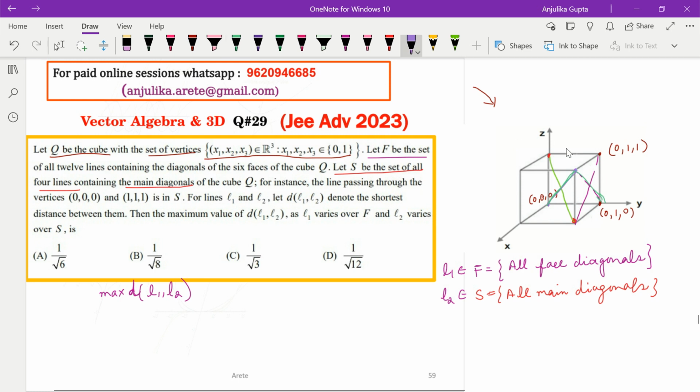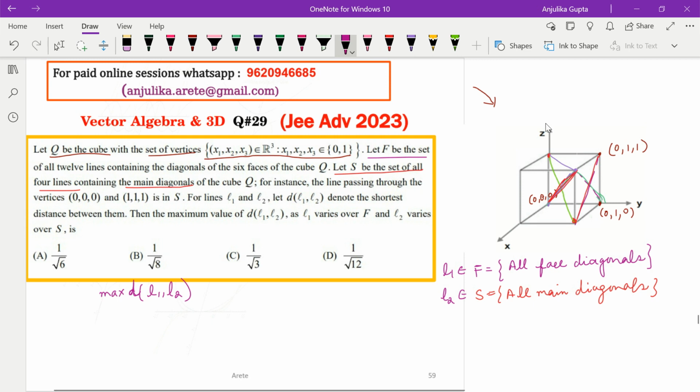Similarly, I can try making another face diagonal, let's say this. Can you see the distance between this body diagonal and this face diagonal is again 0, right? Now can I find another face diagonal which is different? For instance, if I look at this face diagonal and this body diagonal, they are not going to meet. They are skew lines. So there is a distance between them. That is what we have to find out.